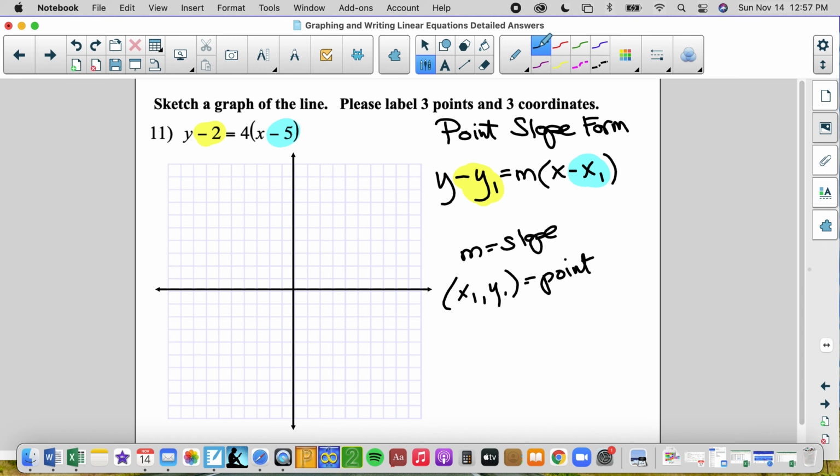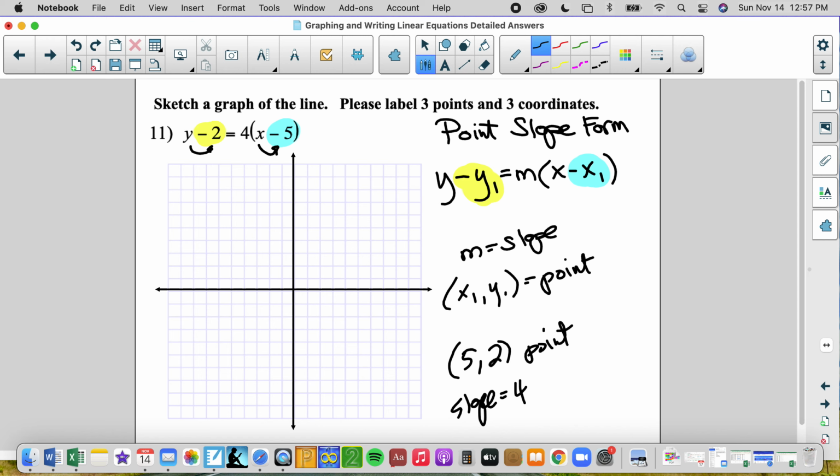My x value is going to be the opposite of what I see. I see a negative 5, so the opposite is positive 5. My y value is next to the y variable. I see a negative 2, and that represents the opposite of my y value. So my point is going to be 5, 2. Also understand that the x value is with the x, the y value is with the y. And then my slope is the coefficient of the parentheses, so it's outside of those parentheses, slope of 4.